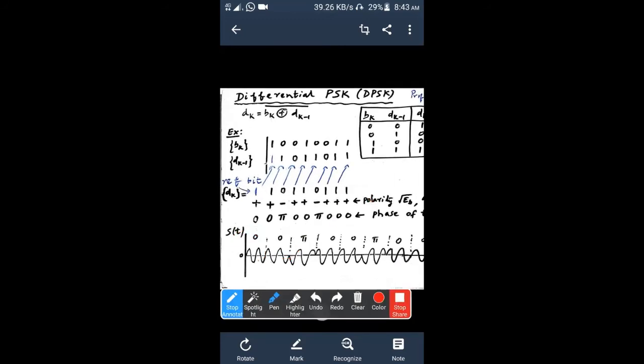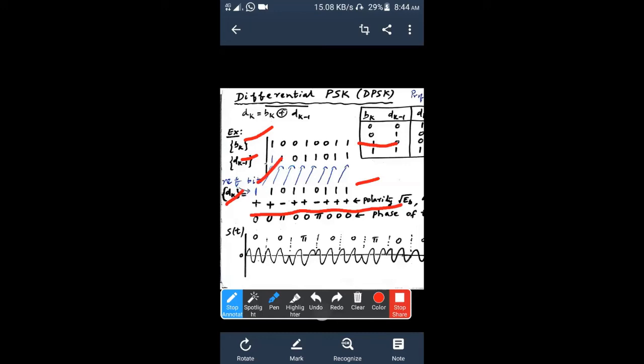First, we take bk, then we generate dk minus 1. After that, we will get dk. So the sequence is available, and this sequence of dk is applied to the next block. In the previous slide, we saw that after the logic circuits, the next block is the amplitude level encoder, right? This amplitude level encoder performs an operation on the input sequence of 1 and 0 and converts the amplitudes of 1 to root Eb and 0 to minus root Eb. The same thing is shown here as polarity.